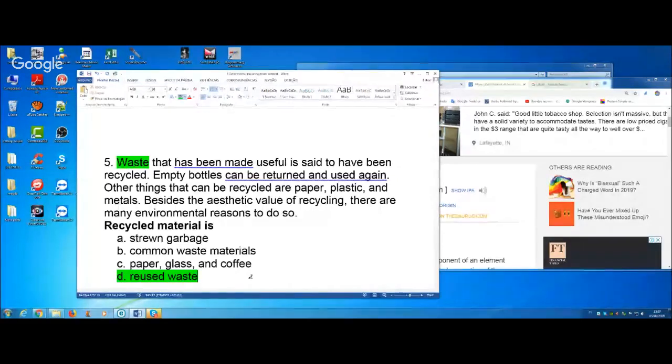Right. Common waste materials, let me check the options, sorry. Straw, common waste materials, paper, glass, and coffee.